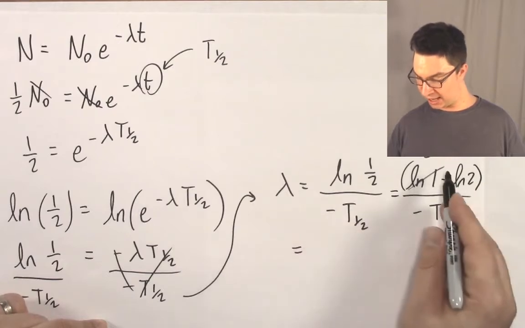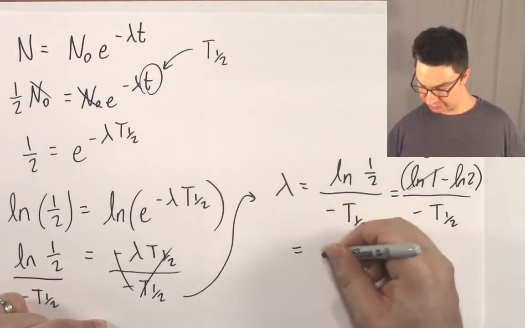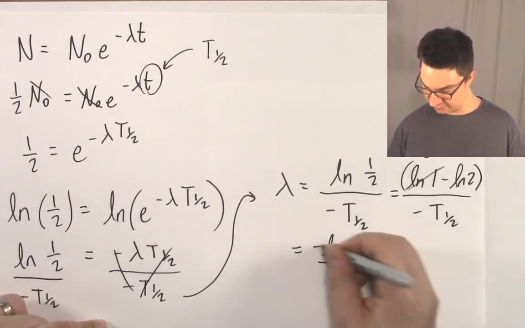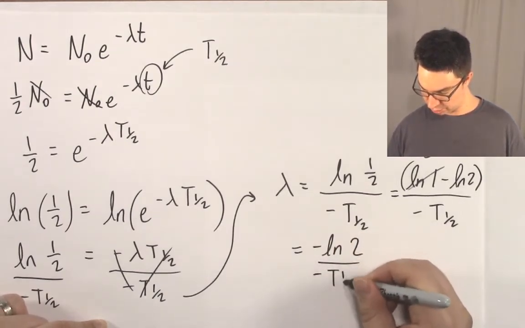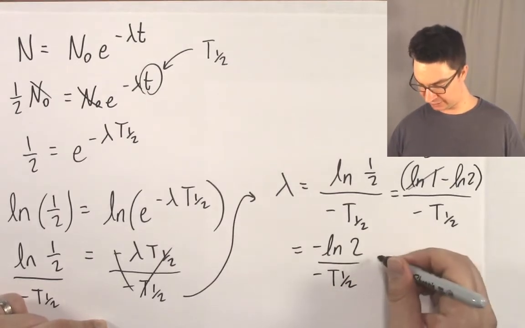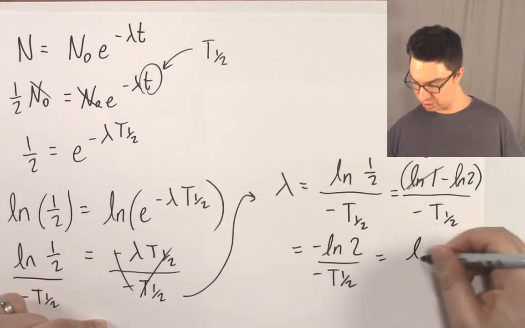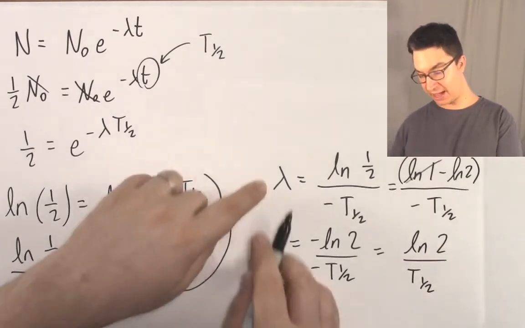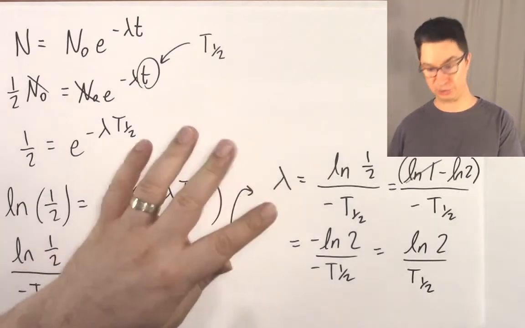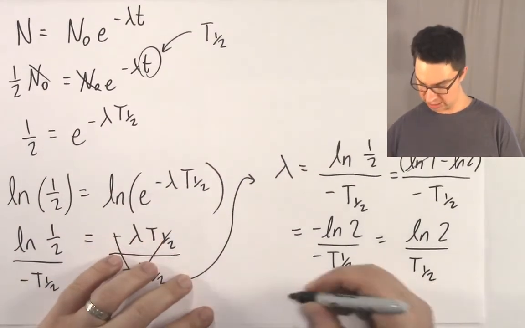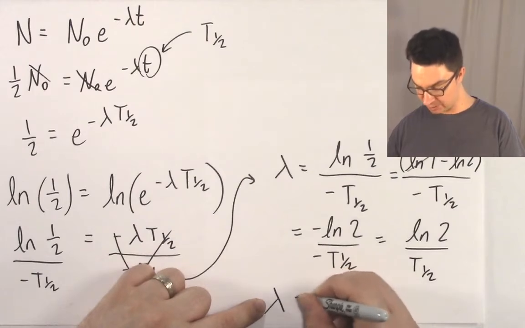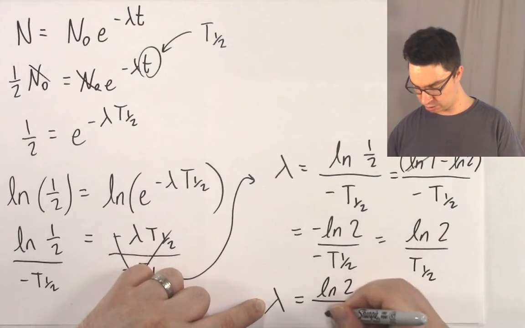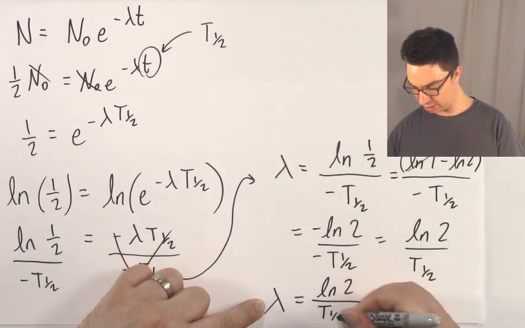So that can be written as negative logarithm of 2 divided by negative t 1/2, or rather t 1/2, the half-life, and the negatives cancel, natural log of 2 over t 1/2. And that leads us to our final equation that we need to use here, which is lambda, the decay constant, can be written as the natural log of 2 divided by the half-life t 1/2.